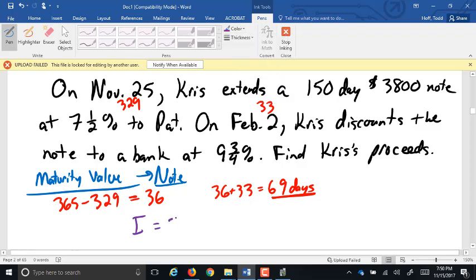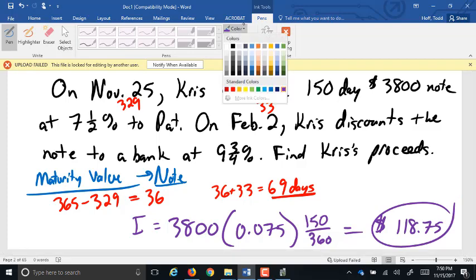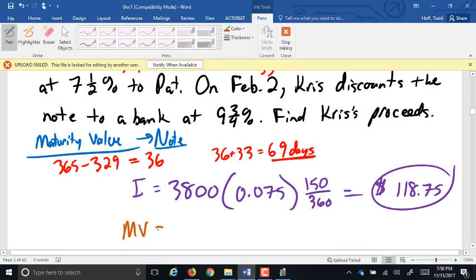Okay, so our interest is going to be figured off of 3,800 times 0.075 for 150 over 360, which is 118.75, which makes the maturity value 3,800 plus 118.75, 3,918.75.